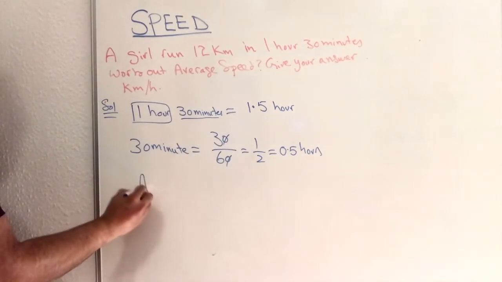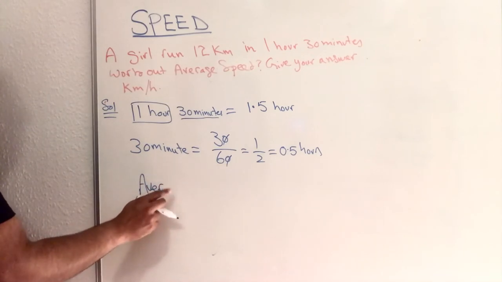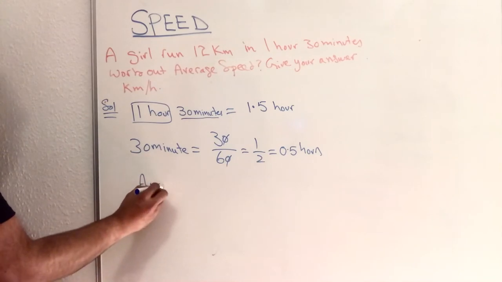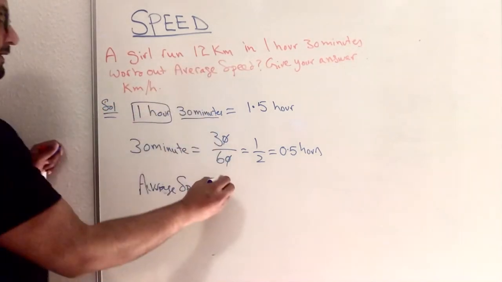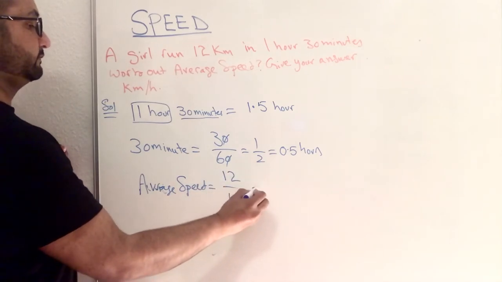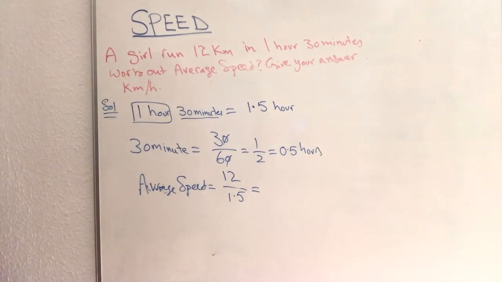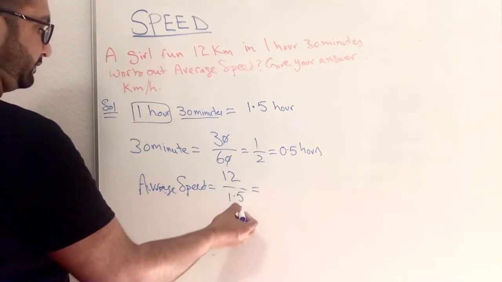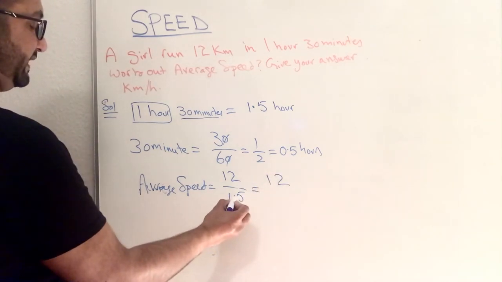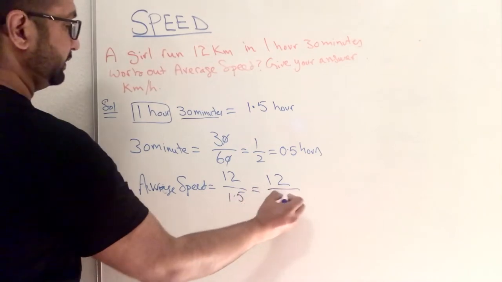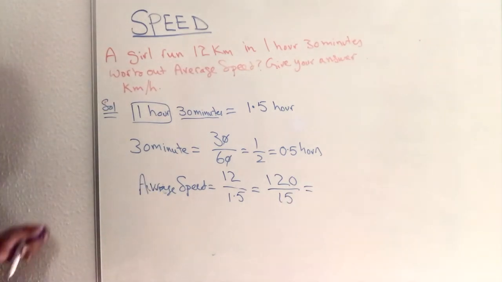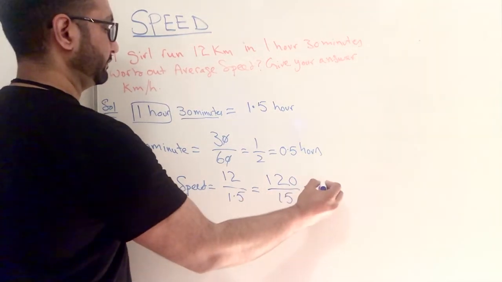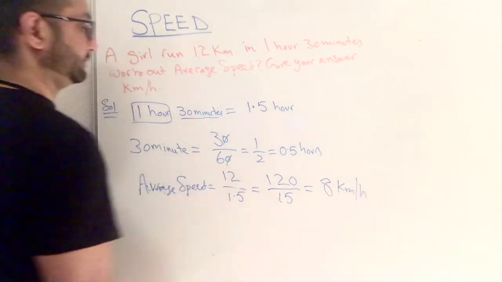So now we have to find our average speed. 12 kilometers divided by 1.5. Now you can see, when you divide, first of all you need to remove the decimal point. How many digits after the decimal? Only one. So we have to add a 0 in here: 120 divided by 15, and you will get 8 kilometers per hour. This is the answer.